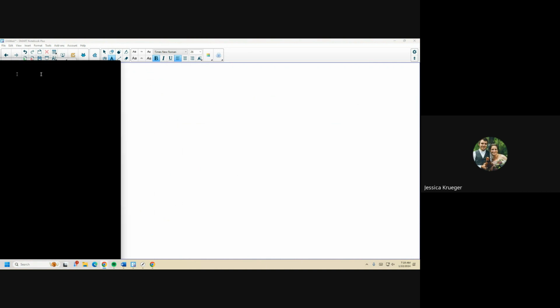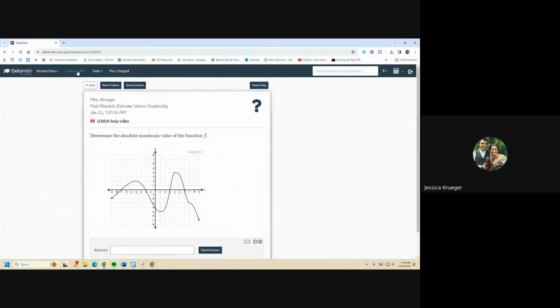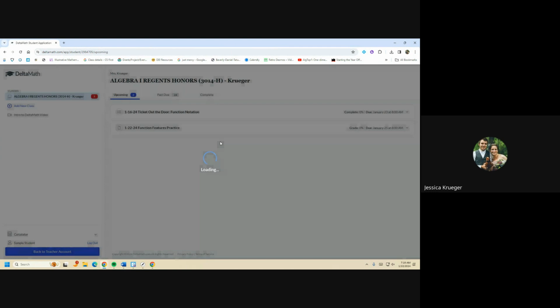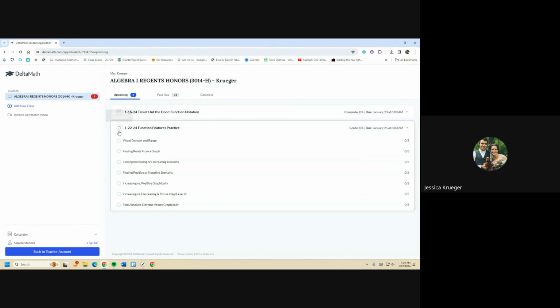What you're going to do is if you go to Delta Math, let me open up the sample student page. When you go to Delta Math, you'll see this function features practice. That's what I want you to open up and work on. Okay, so there's a lot of practice here for you. It's going to take some practice. The places are easy to identify. The notation is the tricky part. Okay, thanks so much.